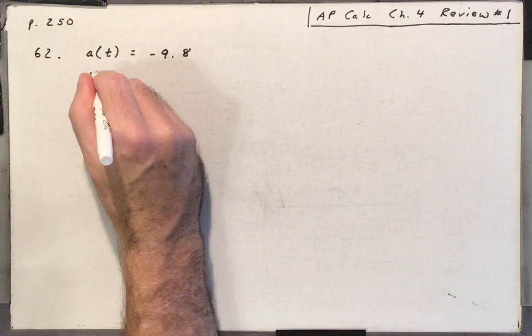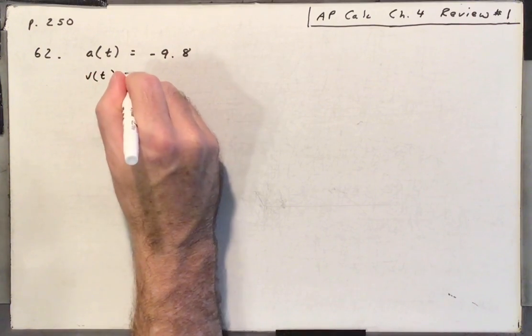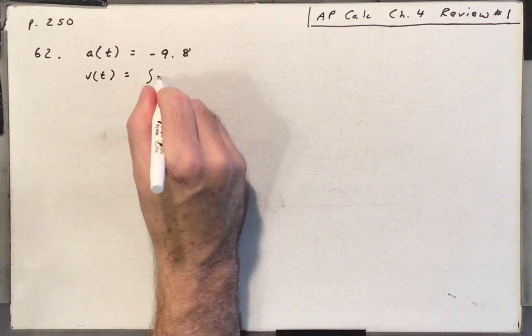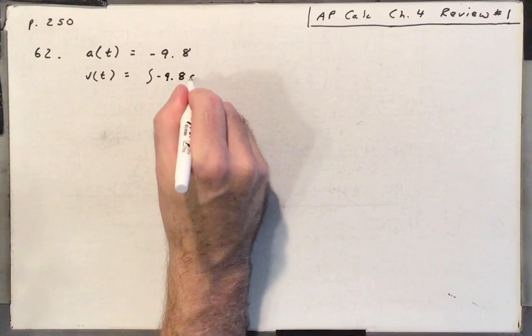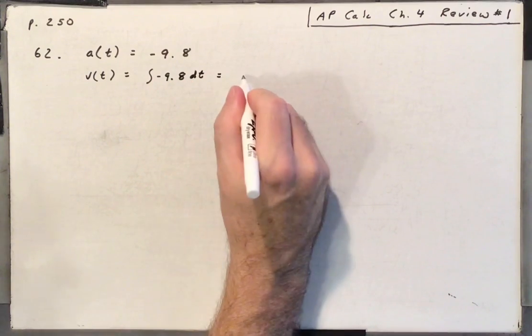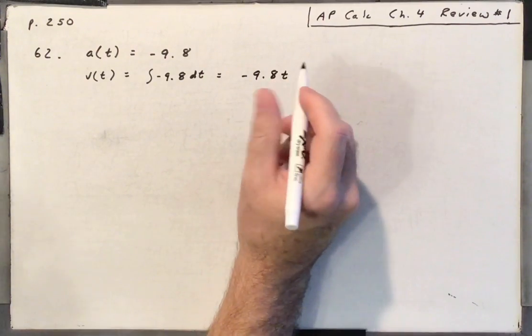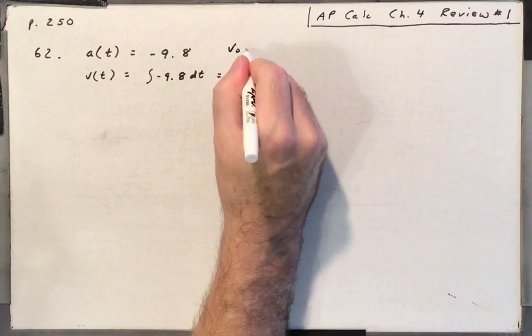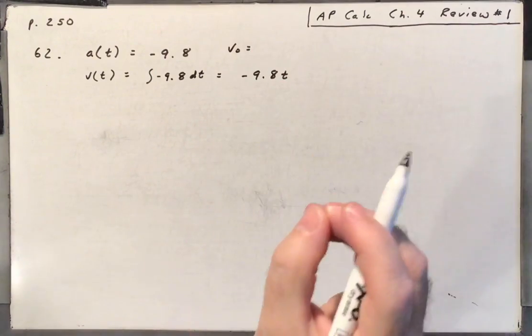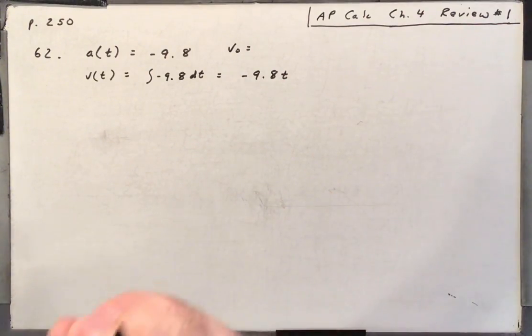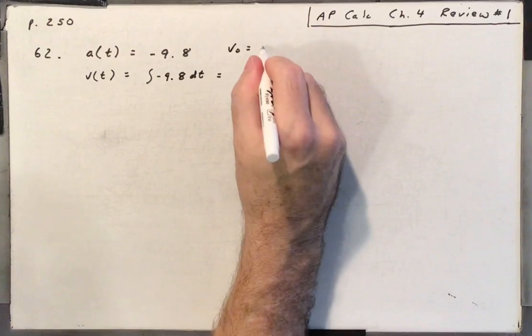Well, the height of the rock is S of t. First, let's get V of t. We're going to integrate minus 9.8. So that's going to be minus 9.8 t plus the initial velocity. Well, the initial velocity, you are just dropping the rock. You are not throwing the rock down, so that is 0.